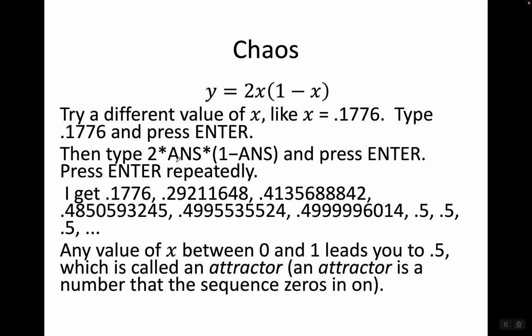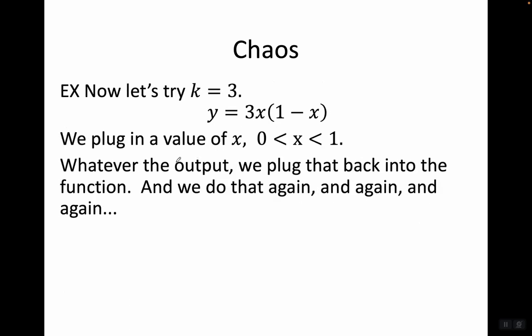Let's try a different value of x, like x equals 0.1776. Type 0.1776 and press enter. Then type 2 times answer times 1 minus answer and press enter. And just press enter repeatedly. I get 0.1776, 0.292, 0.413, and so on. And then eventually, it's just 0.5. Any value of x between 0 and 1 leads you to 0.5, which is called an attractor. An attractor is a number that the sequence zeroes in on.